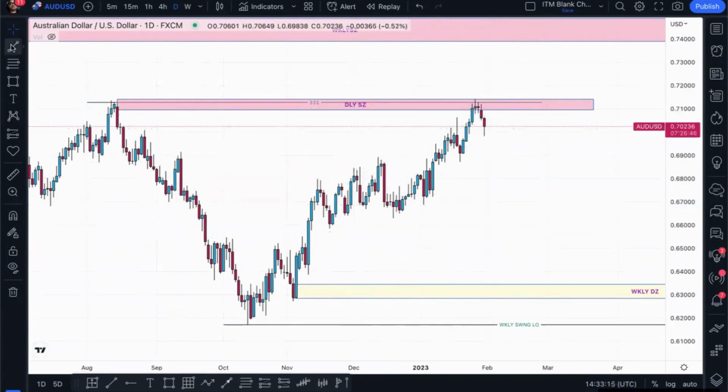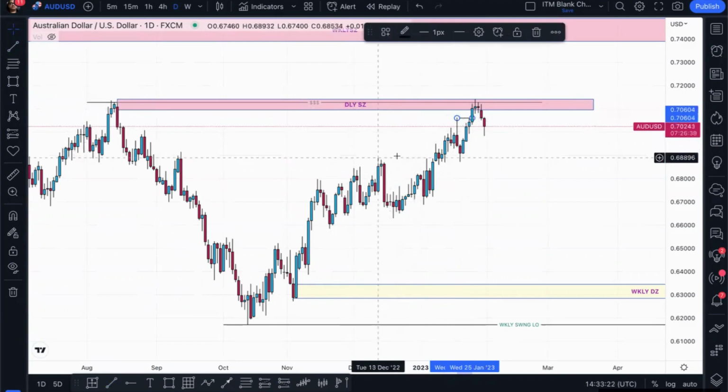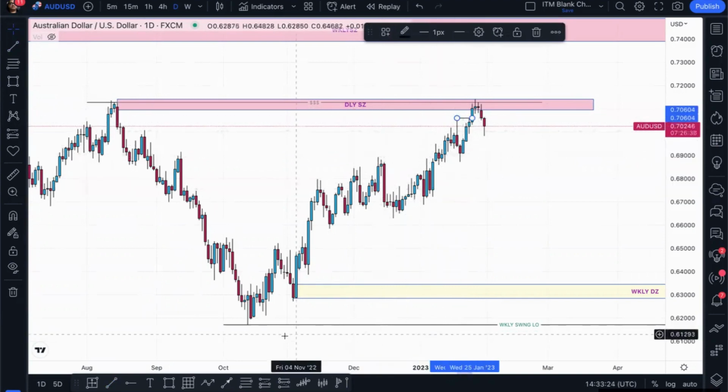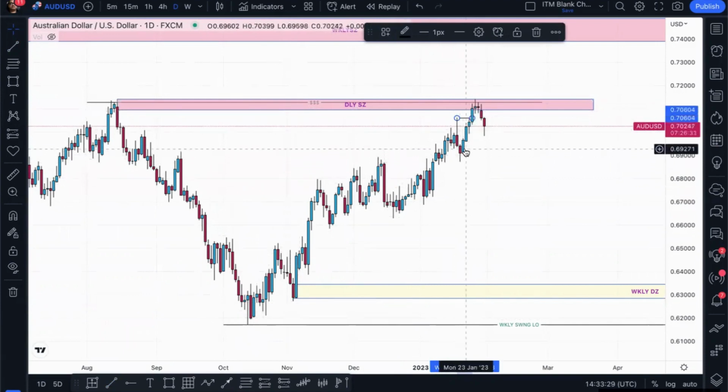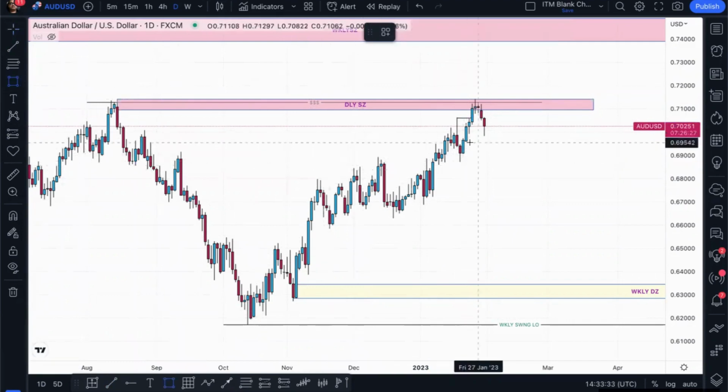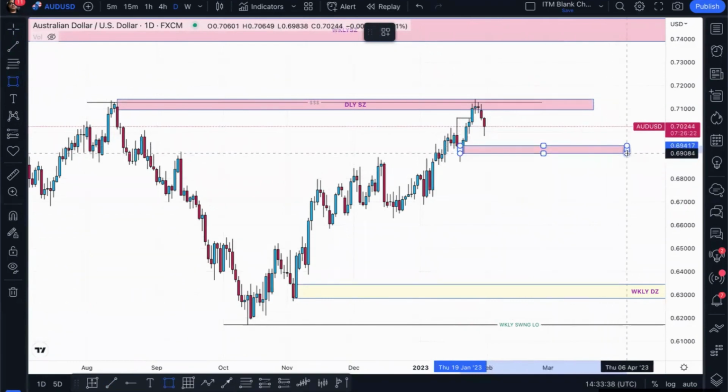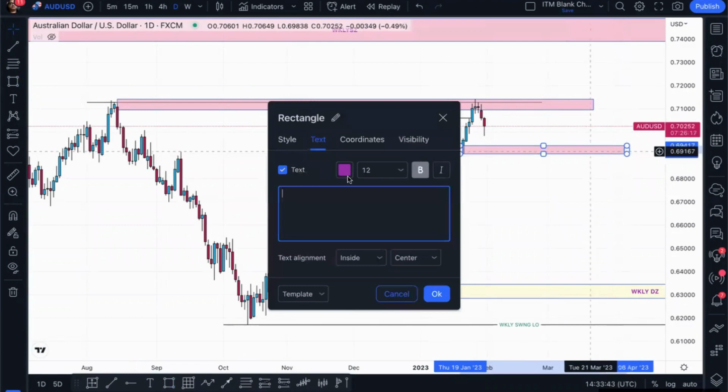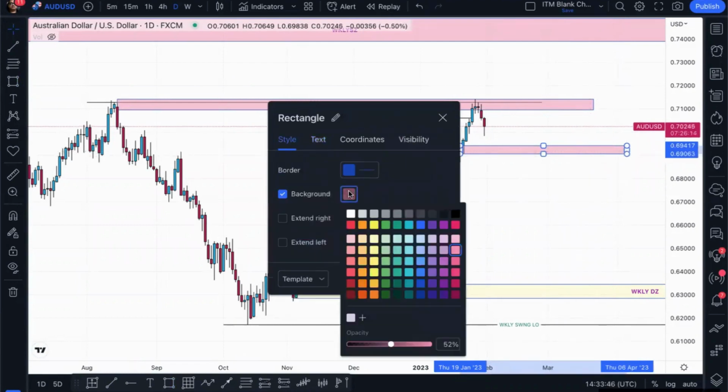We can also see that we got a break of structure right up here, and we also got this break of structure right up here. That means the market from this point onward we still see as bullish until it can break this area. On the daily time frame, I can see some gaps here. This is my valid demand zone on the daily time frame, my first demand zone for the daily time frame. Change the color.